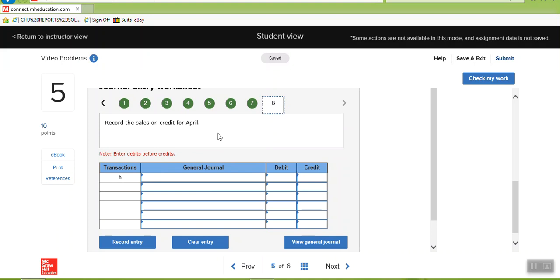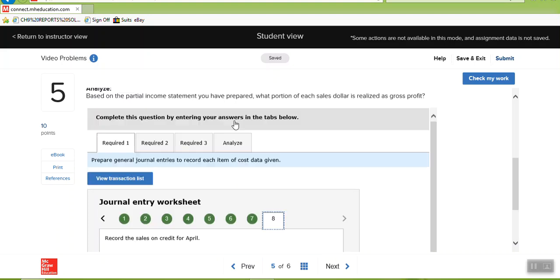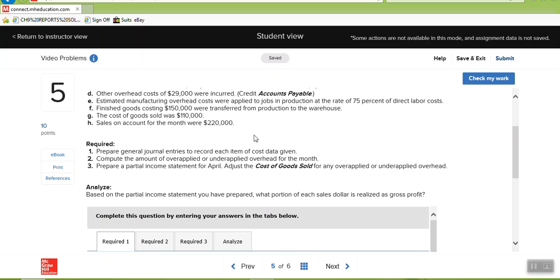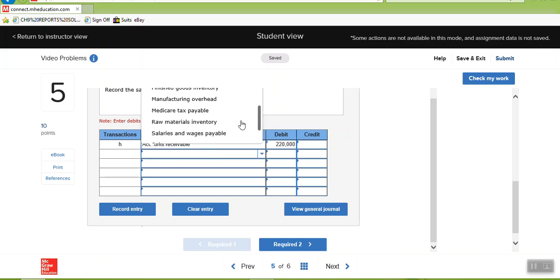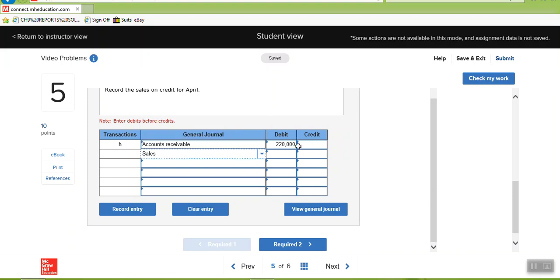Then the last one says record the sales on credit, and I think they just gave us that amount too. Sales on account for the month were $220,000. And that's on account, so that's accounts receivable. We're going to record our sales revenue, also for $220,000. All right, so let's check and make sure we're on the right track.